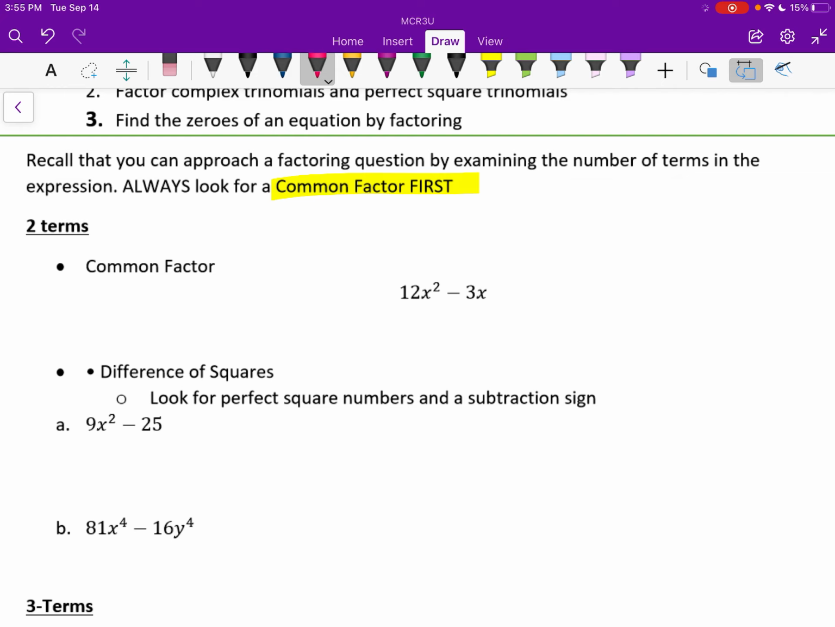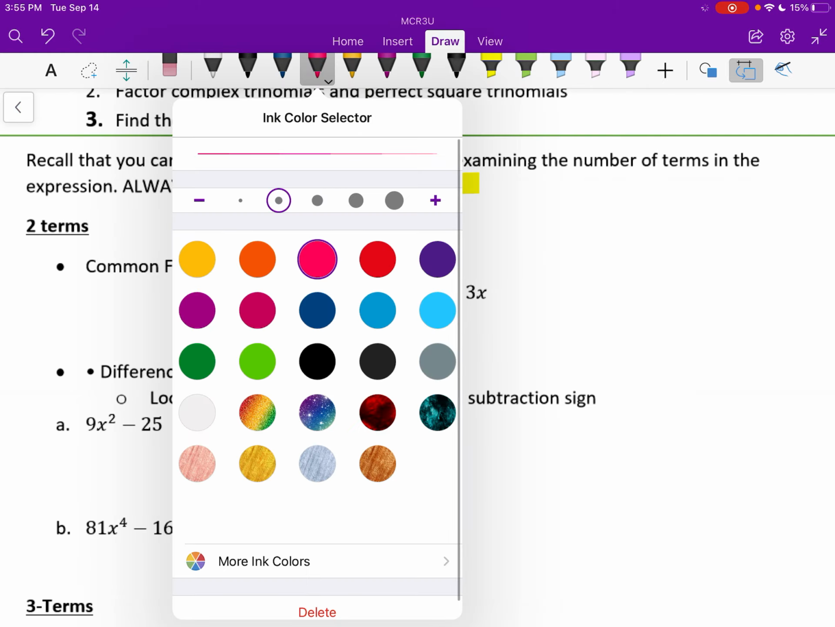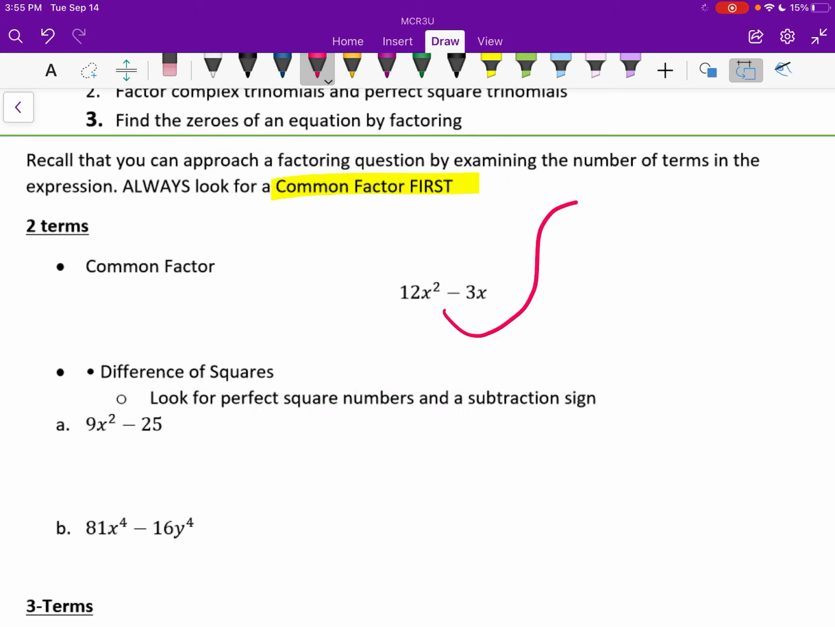If I look at this, I have 12x squared minus 3x, and I can take out the 3x here, because both terms are divisible by 3x. Just remember that common factoring is just the opposite of the distributive property. So instead of distributing the 3x in, I'm actually going to pull it out. So we have 3x. What I'm essentially doing inside that bracket is dividing everything inside that bracket by 3x. And you obviously don't have to show this step.